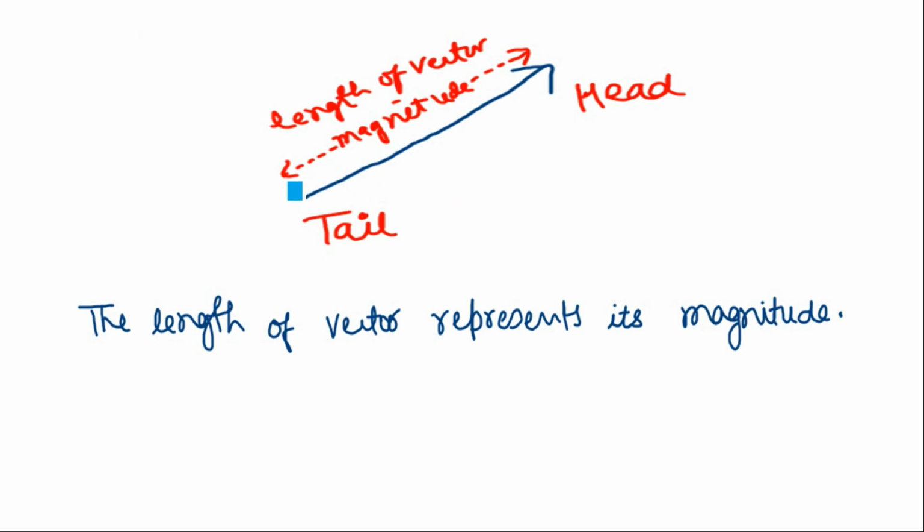So you can see here, this is the tail of the vector, this is the head of the vector, and the line joining this tail and head is also called the line of action, like this. Please remember that the length of a vector represents the magnitude of a vector. So it means a vector with longer length will have more magnitude than a vector having smaller length.